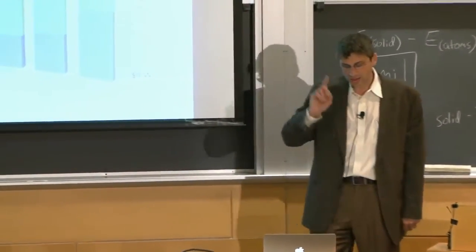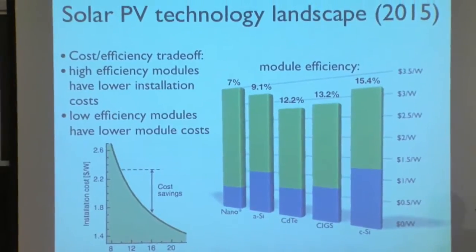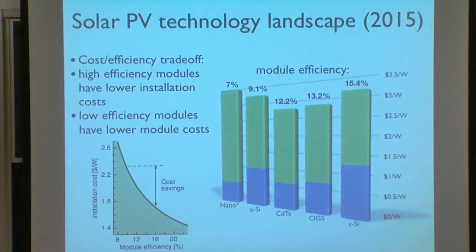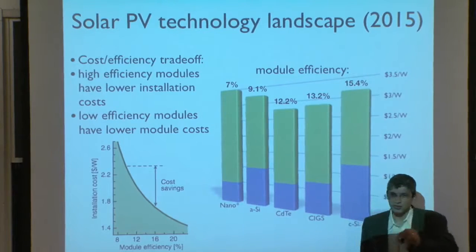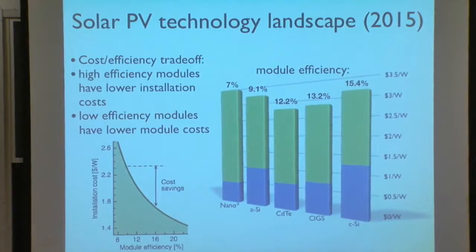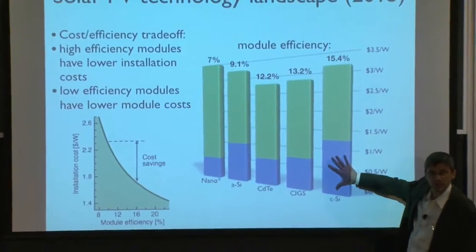Okay, now the other thing that you need to remember, and I will get to computation in a little bit, but I want to finish this overview of solar PV. The other thing that you have to remember is that the cost of solar cells is not just the material. So here's crystalline silicon. Most of the solar cells today are still made of this.